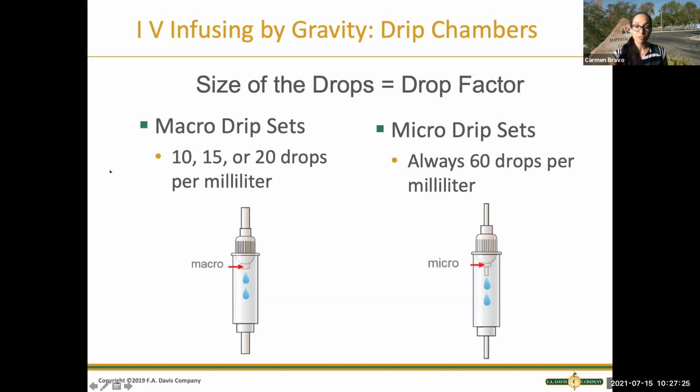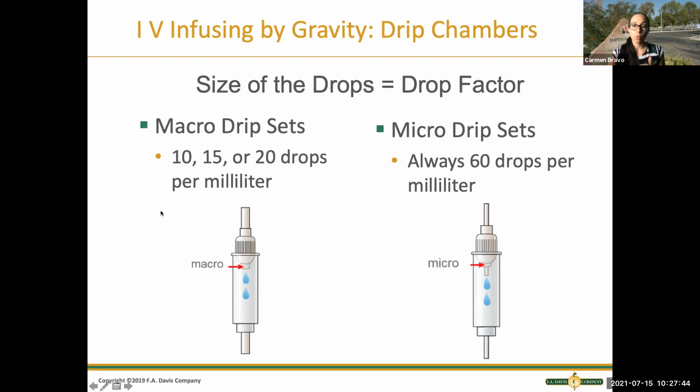There are 3 different types of macro drip sets. So it could be a 10. That means 10 big drops per milliliter. So every 10 drops is an mL, every 15 drops is an mL, or every 20 drops is an mL.